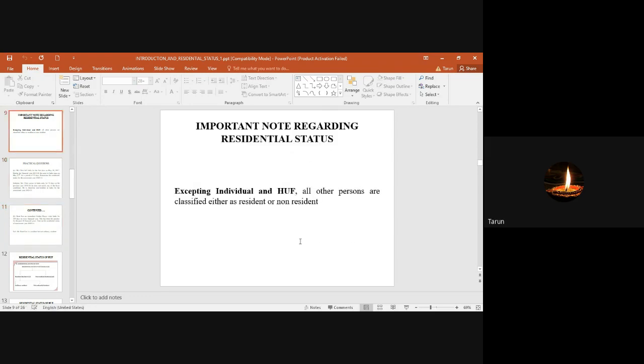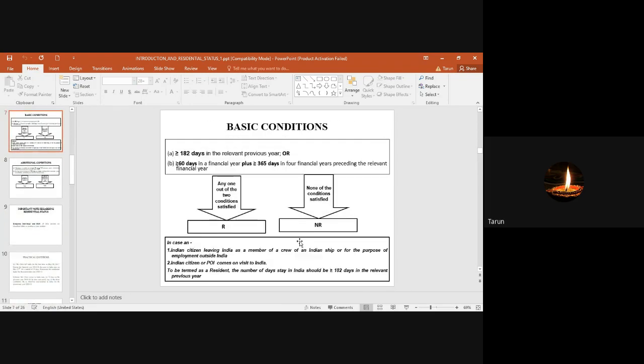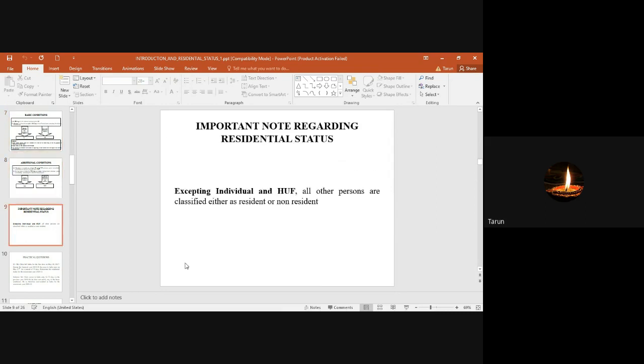If you read the conditions, the second condition is already being fulfilled in this question. The Australian cricketer visits India for 100 days in every financial year. The second condition B of the basic conditions is more than 60 days in the financial year. The 60 days condition is fulfilled because he has visited India for 100 days. But it is plus more than 365 days in the 4 financial years preceding the relevant financial year. So let's calculate this.